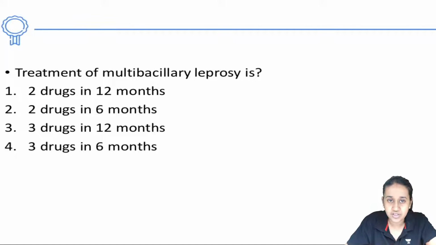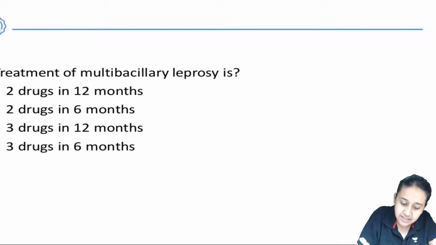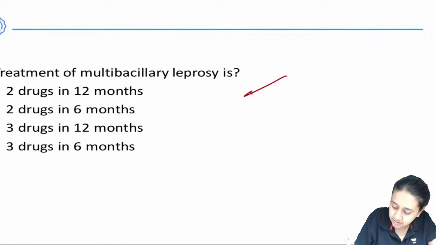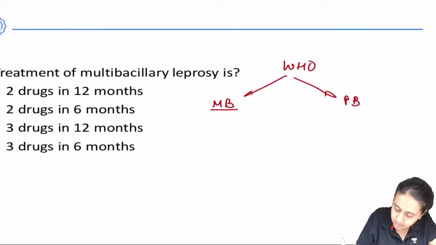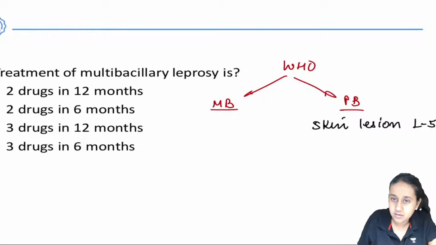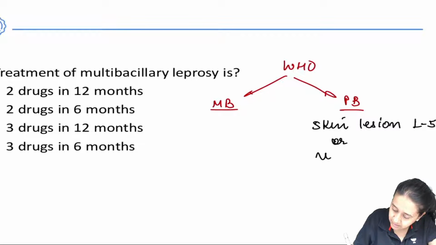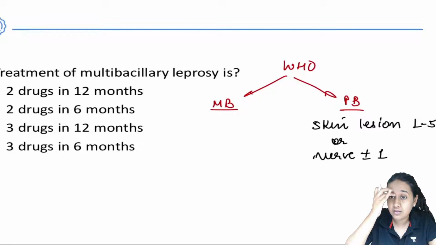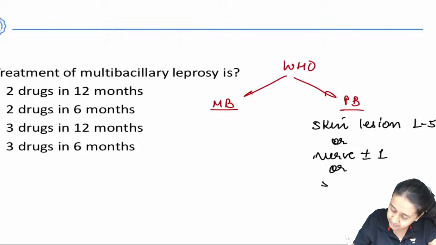Great. The answer to this question is, WHO have created a paucibacillary group and a multibacillary group. Paucibacillary means when you have skin lesions 1 to 5. If the nerve is involved, it is plus minus 1, and the slit skin smear is negative.